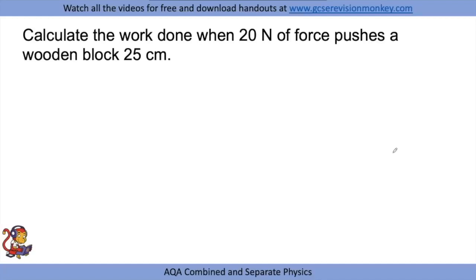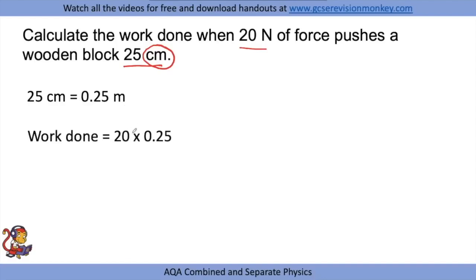So an example using the calculation: calculate the work done when 20 newtons of force pushes a wooden block 25 centimetres. The first thing we need to do is sort out these units, because we said distance needs to be in metres. So convert this to metres first of all. 25 centimetres is equal to 0.25 metres.